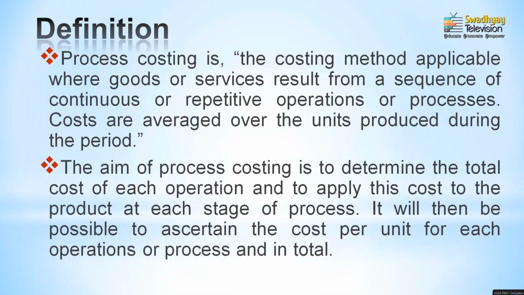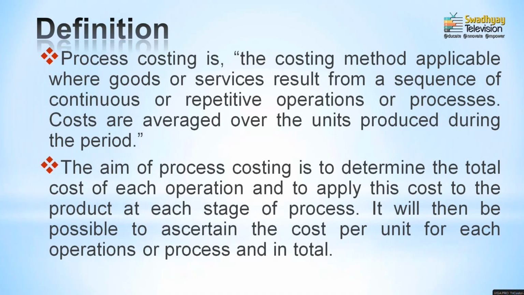It means that many basic characteristics can be identified. One is that it is a continuous process. Then you can identify that it is a sequence of processes. Then you can identify that it may be manufacturing involving goods or services. Then you can identify the averaging of cost. Averaging of cost means that the cost has been divided between the departments, or between the activities, or you can say between the processes.